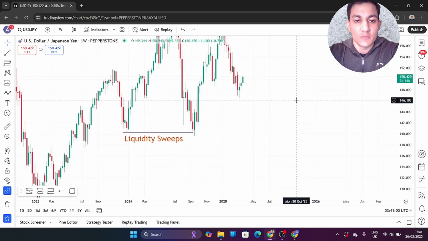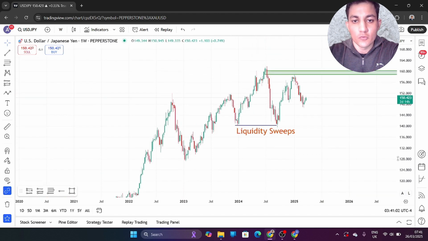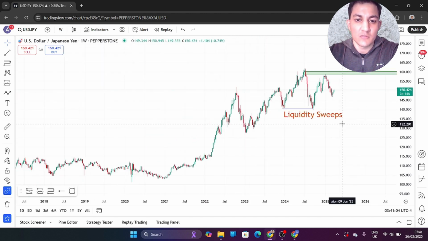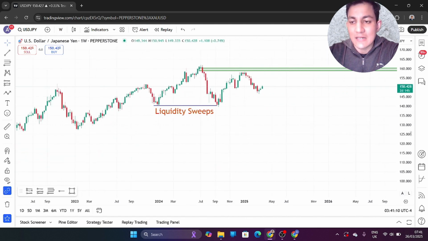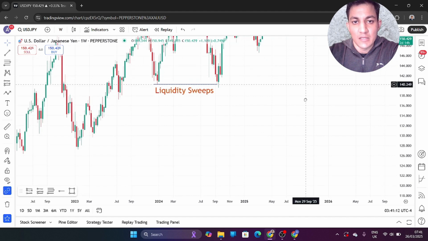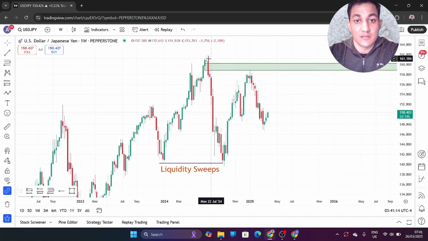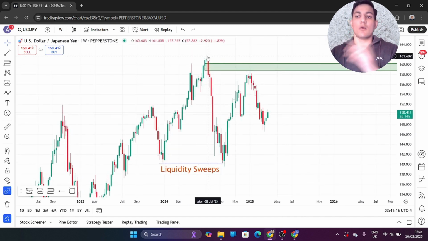If we zoom out, we are in an overall bullish trend, right? Pretty obvious. If you ask anyone, what trend is this on the weekly chart? Oh, this is a bullish trend. What's actually going on here is price is at all-time highs. This is all-time highs. Now, obviously at all-time highs, there's no liquidity, right?